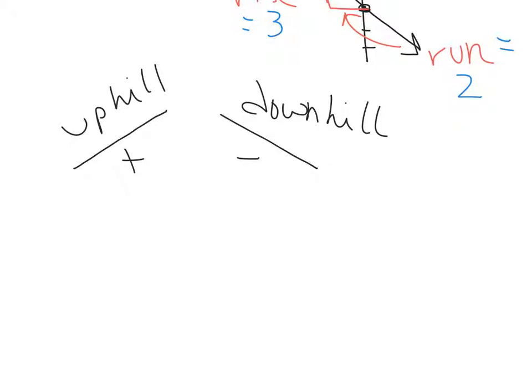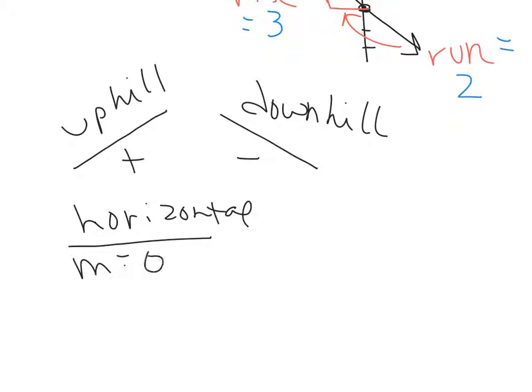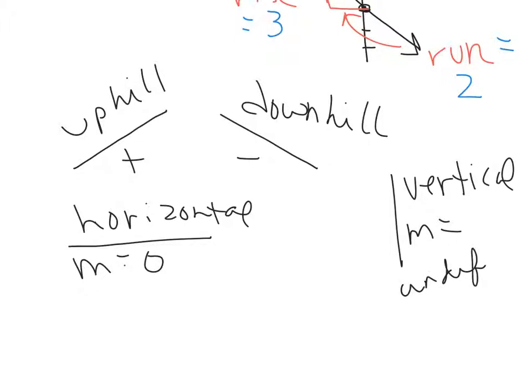The other 2 kinds of slope are horizontal lines, and these have a slope that equals 0, and vertical lines. These have a slope that's undefined or does not exist. I usually use the term undefined. That's really sloppy, I'm sorry. Let me see if we can write that a little bit better. That's better.